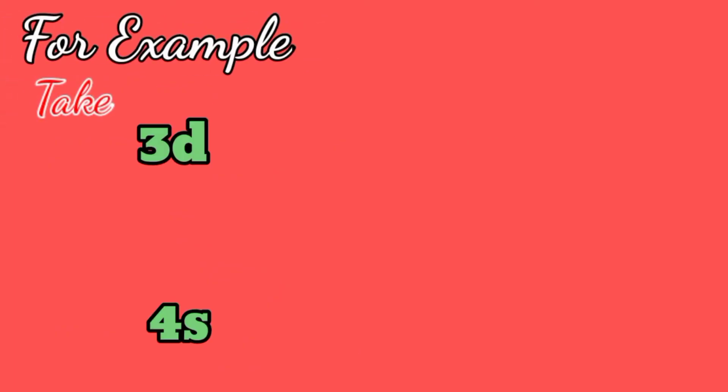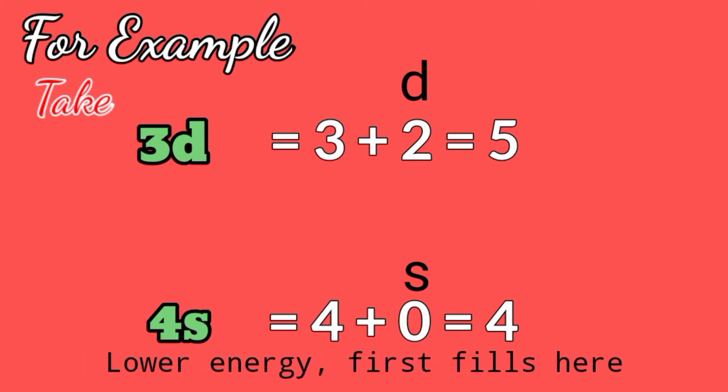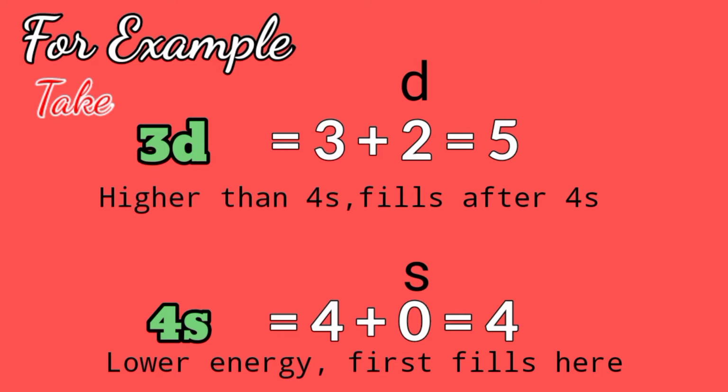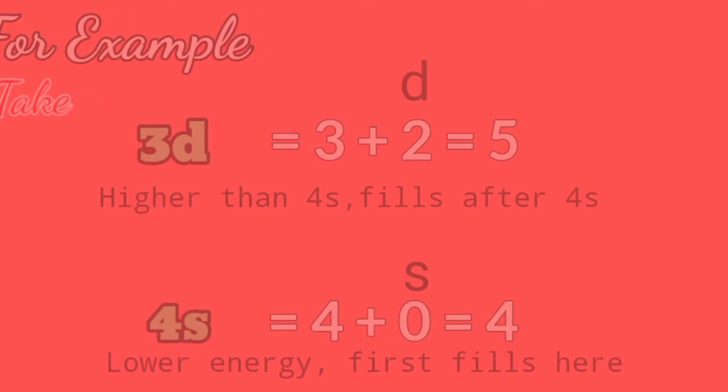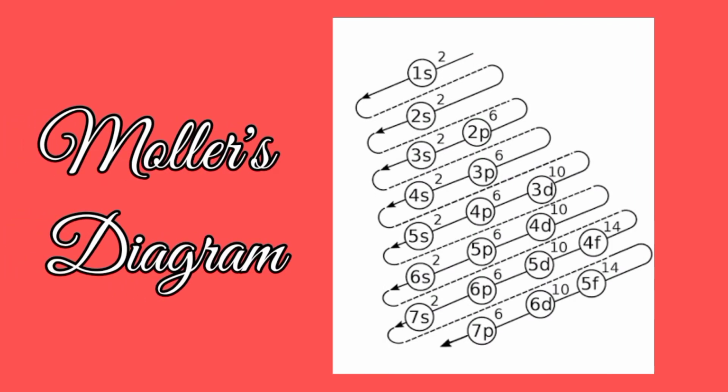For example, let's take 3d and 4s. Here the energy level of 3d will be 3 plus 2 equals 5 and 4s will be 4 plus 0 equals 4, so electrons first fill in the 4s orbital and then fill in the 3d orbital. Watch this Moller's diagram carefully and remember the increasing order of energy levels of orbitals.